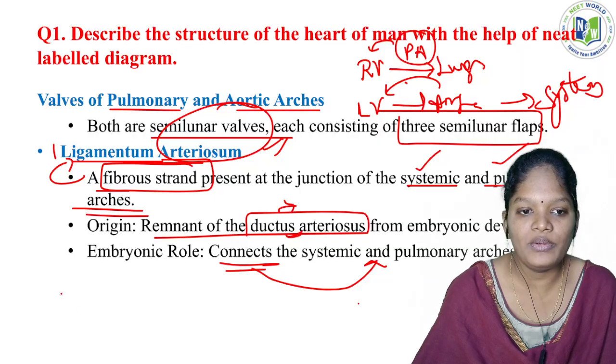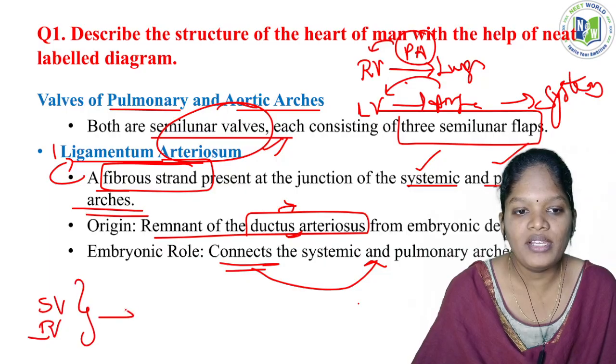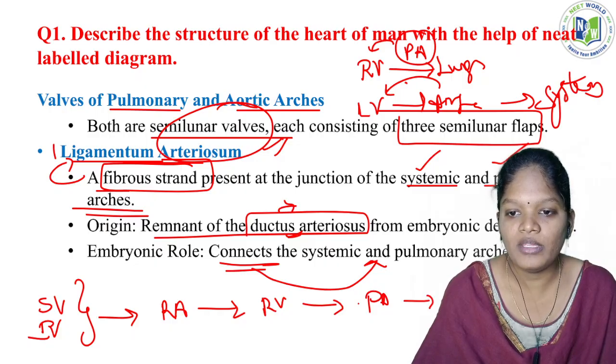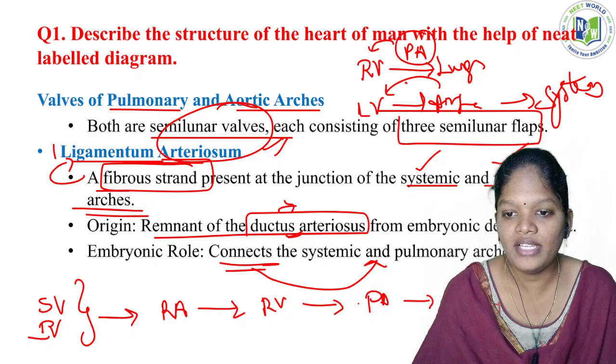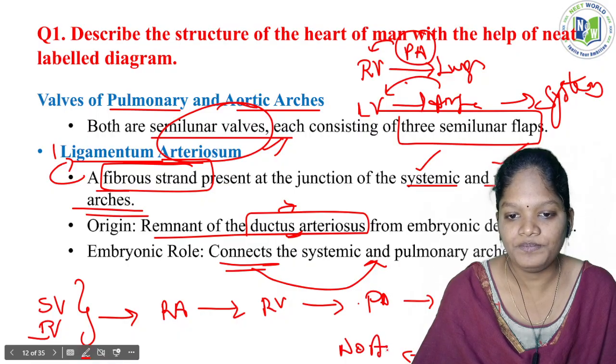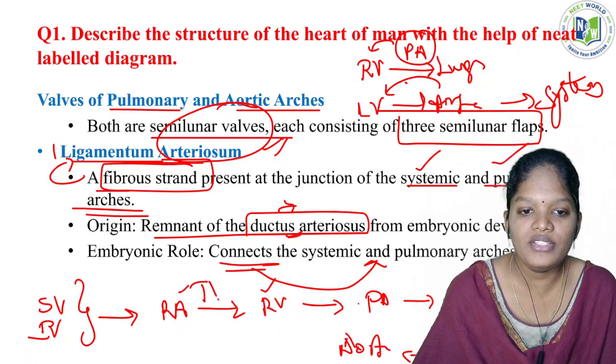I have explained this, right? From the superior vena cava and inferior vena cava, the blood enters the right atrium, then the right ventricle. From the right ventricle the blood is taken by the pulmonary artery to the lungs. From the lungs, with the help of the pulmonary vein, it enters the left atrium, then the left ventricle, and from the left ventricle into the aorta. The valve between the right atrium and the right ventricle is the tricuspid valve.